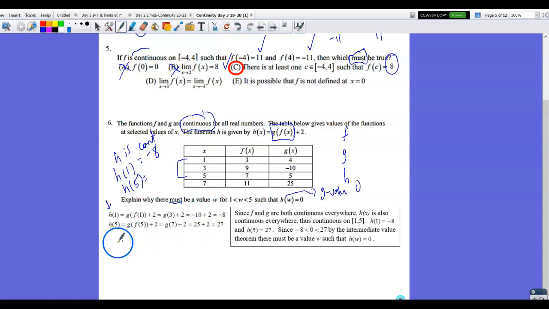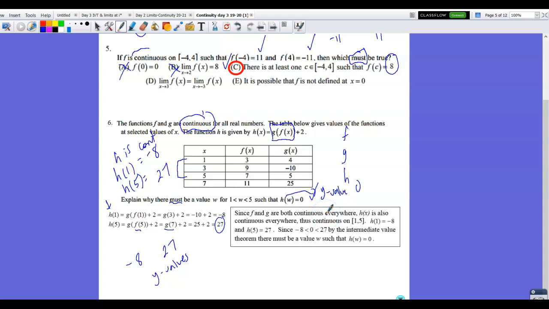Do the same thing again for 5. So f of 5 is 7. g of 7 is 25. 25 plus 2 is 27. So those are my endpoint y values. So I have a low of negative 8, a high of 27. Those are my y values. So to get from negative 8 to 27, I obviously have to pass through a y value of 0.